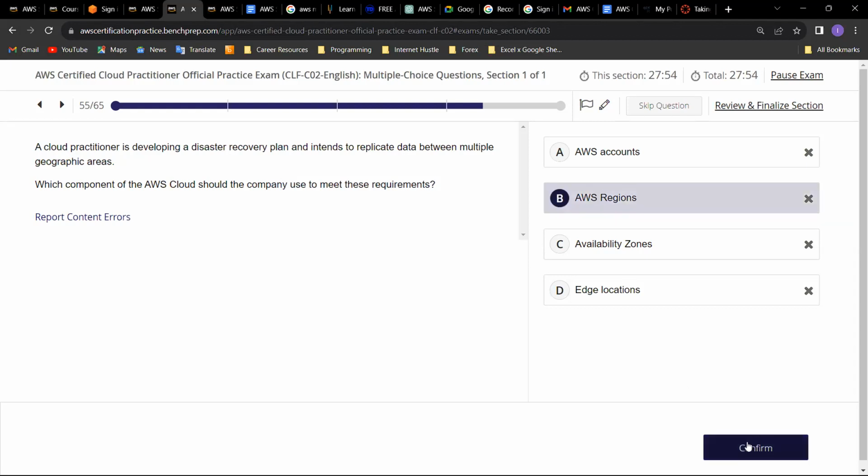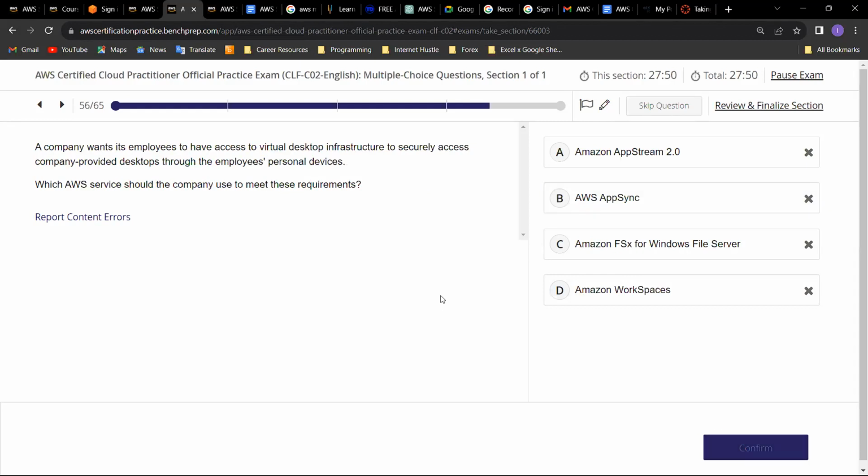Right, regions. A company wants employees to have access to virtual desktop infrastructure to securely access company-provided desktops through the employees' personal devices. Which AWS service should the company use to meet these requirements?